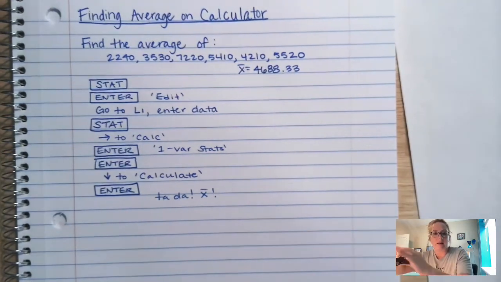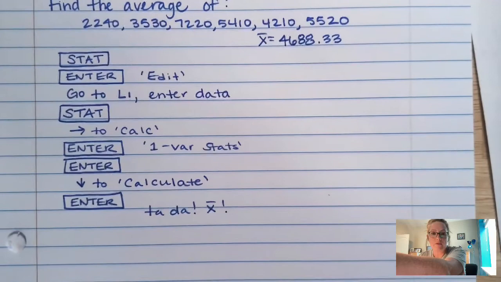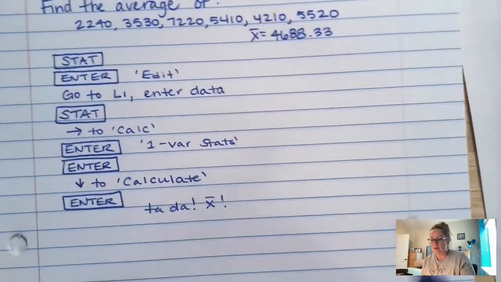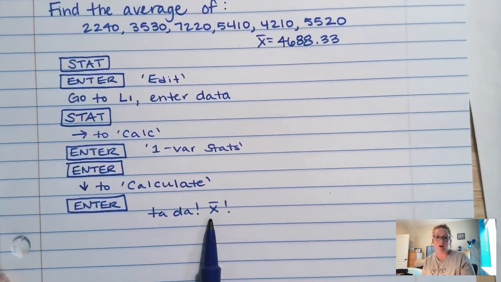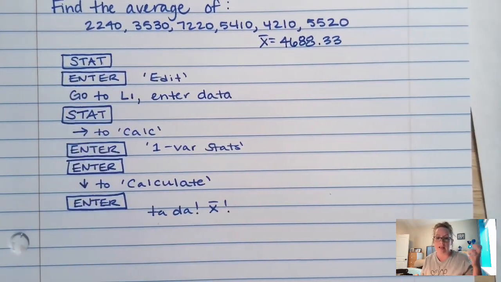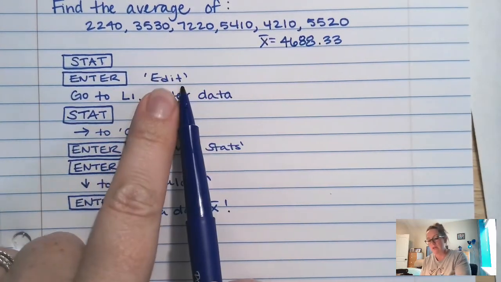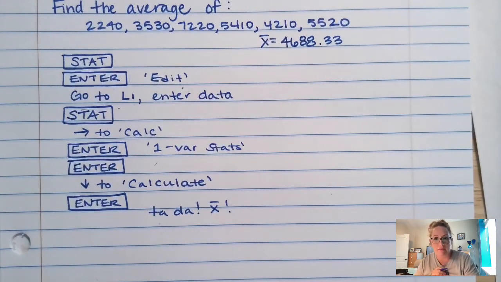So go ahead, pause this video if you need. Let's get that closer for you guys. And then you can find all your information at the very end. Ta-da, we get X bar, okay? So stat, enter. When it's second, that's the button you need. You're going to go over to the edit. It kind of tells you the directions, all that good stuff. So hopefully that helps and saves you guys some time.